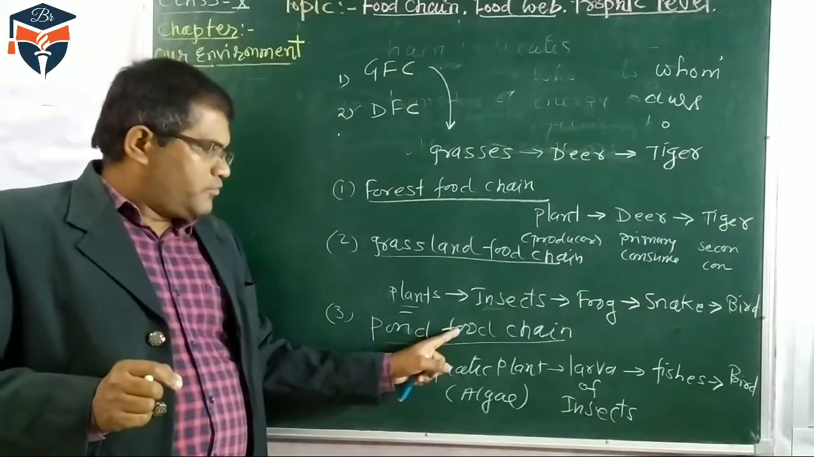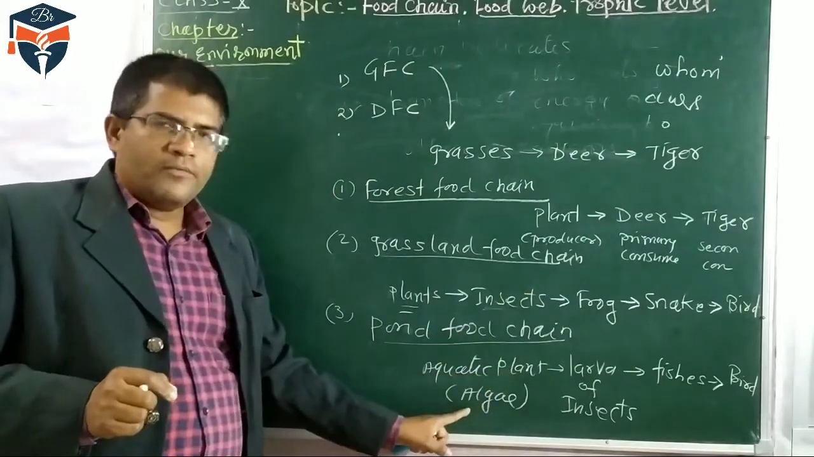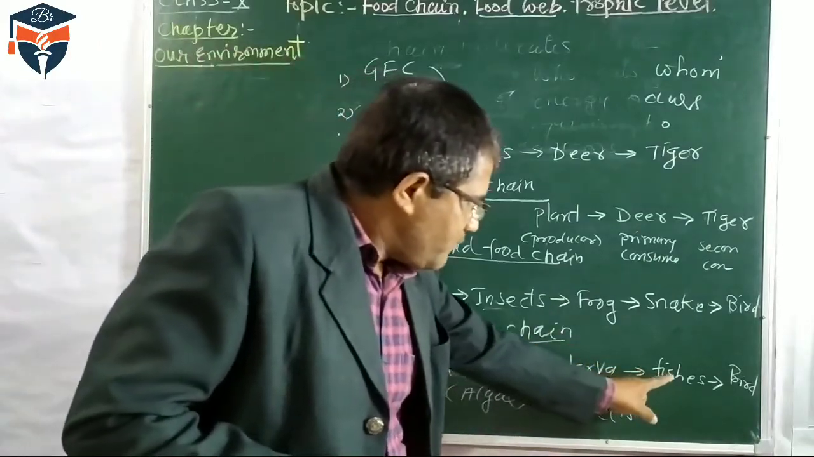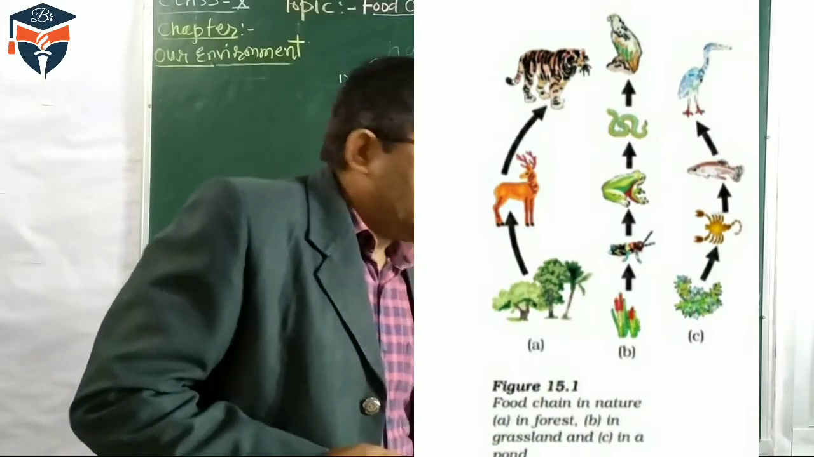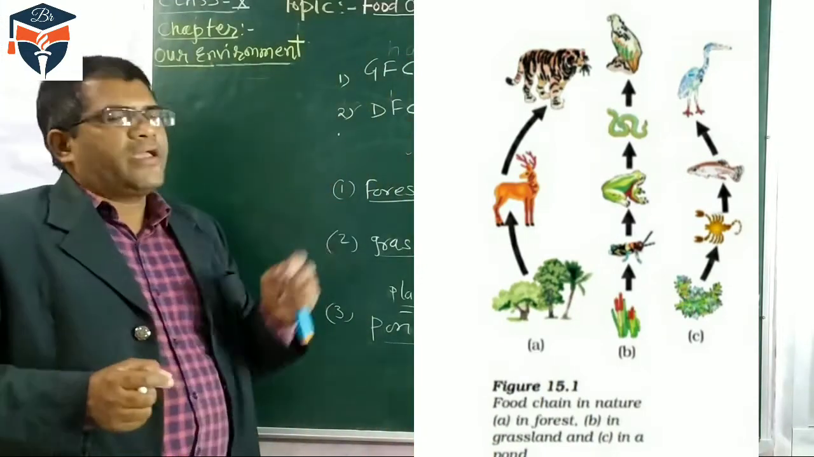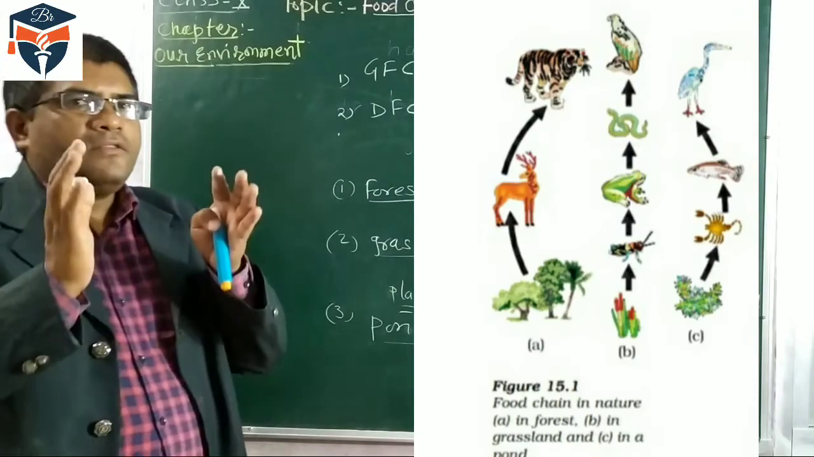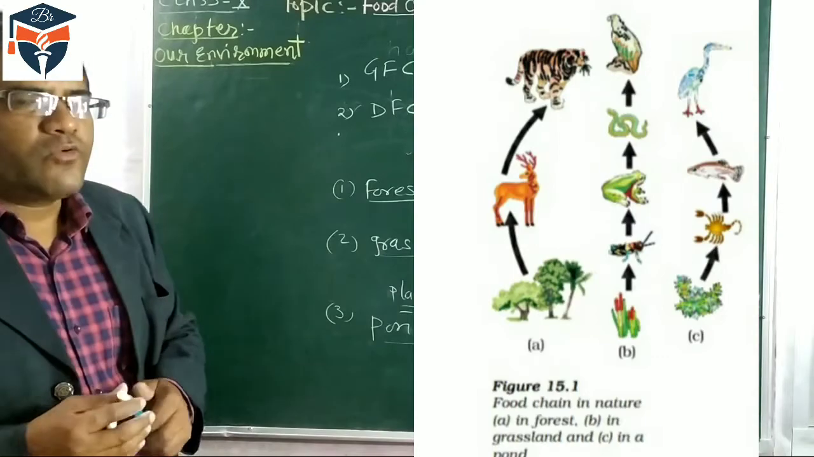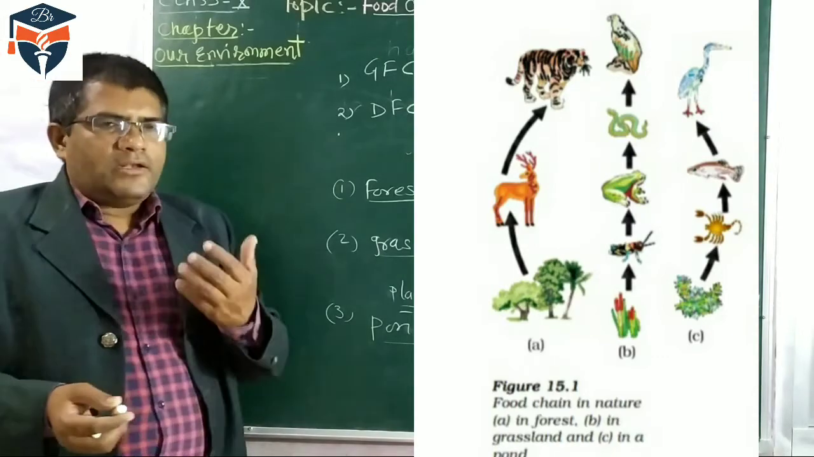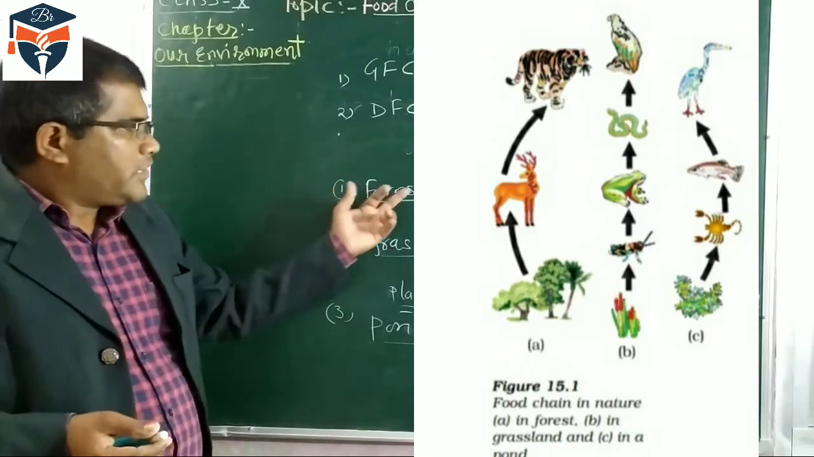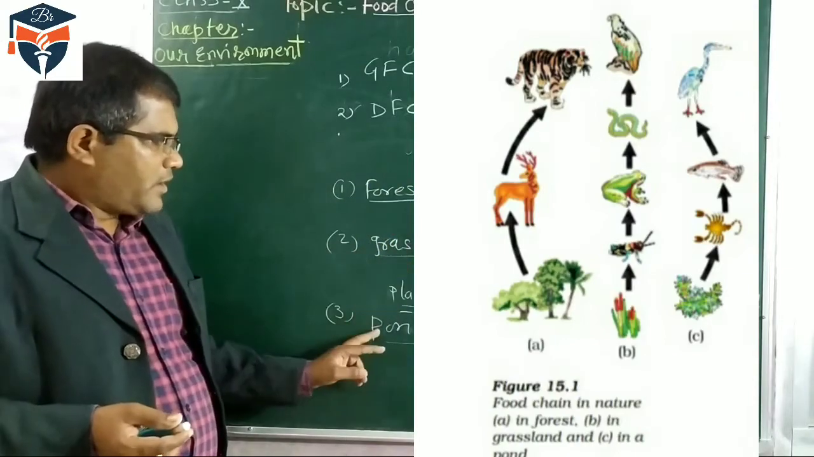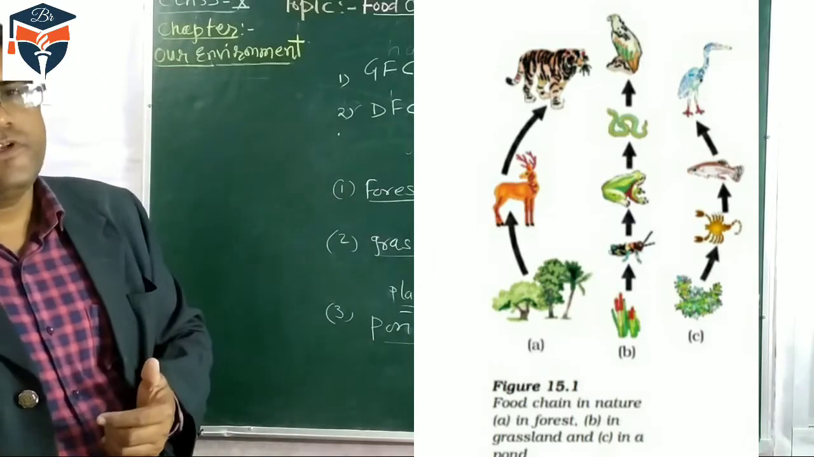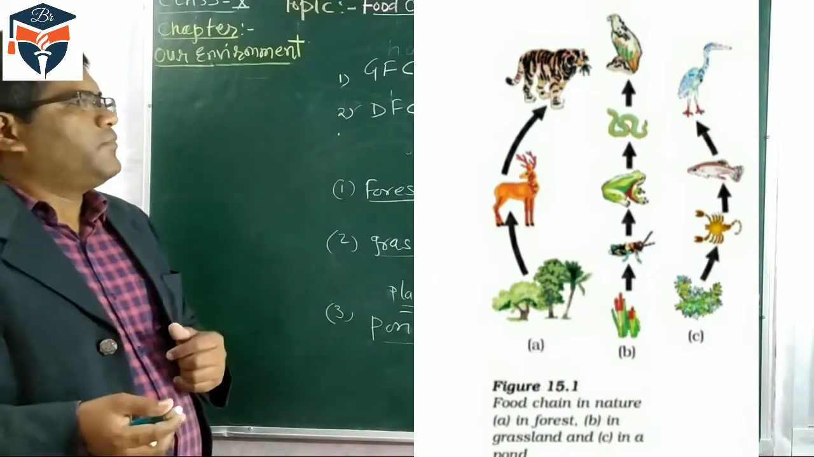And pond food chain is the aquatic plant, which is the producer. Then larvae of insect are feeding on the plant, and then fishes are feeding on the larvae of insect and the bird. So overall in this diagram you can understand there are three food chains, and these are generally asked in the examination. The question may be given to you: write or draw the diagram of forest food chain, grassland food chain and pond food chain. So you have to draw this diagram which is shown in the picture.